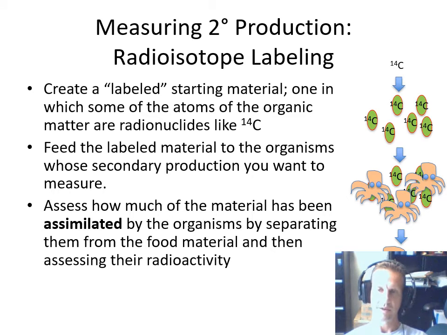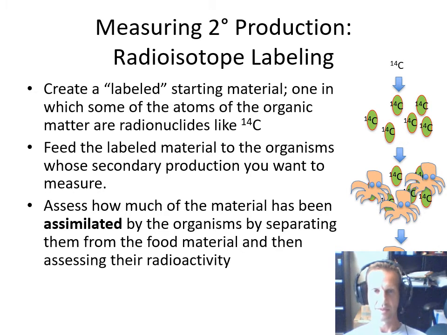Okay, so now we can talk about one of the other methods for measuring secondary production, and that's radioisotope labeling. So this is one where you create a food source that has some kind of chemical in it that you can trace as that food source is consumed and assimilated by the heterotrophic organisms that you're interested in studying. So you feed that labeled material to the organisms whose production you want to measure, and then you can basically separate the organisms from whatever leftover food there is after a certain amount of time, and see how much of the labeled material that they've incorporated in their bodies.